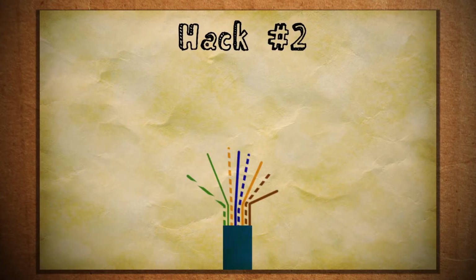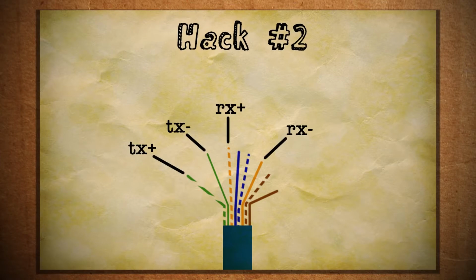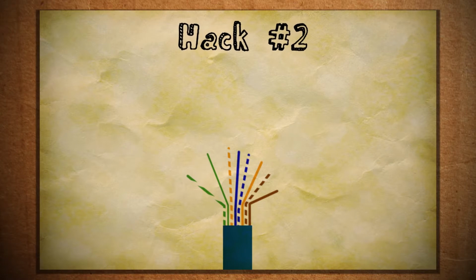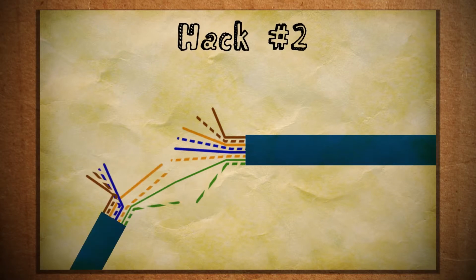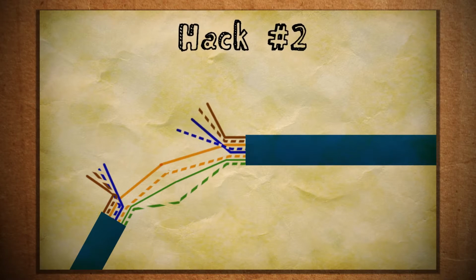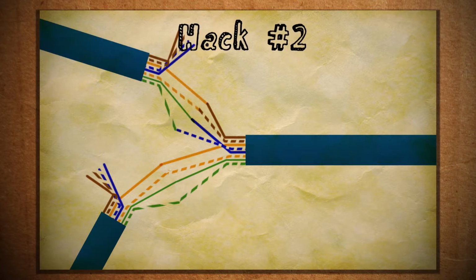Okay, hack number 2. As I mentioned before, in networks other than gigabit networks, only 2 pairs of wires are being used per Ethernet cable. So what can we do with these extra wires? Well, you could run another Ethernet connection through them. To do this, first connect the Ethernet transfer and receive wires to another cable as normal, but separate out these extra wires. Then connect those wires to a new Ethernet cable's transfer and receive wires.